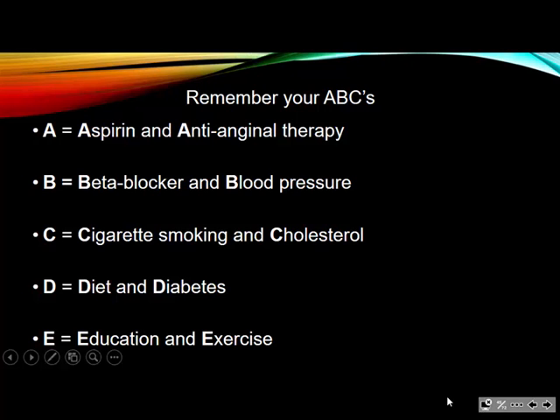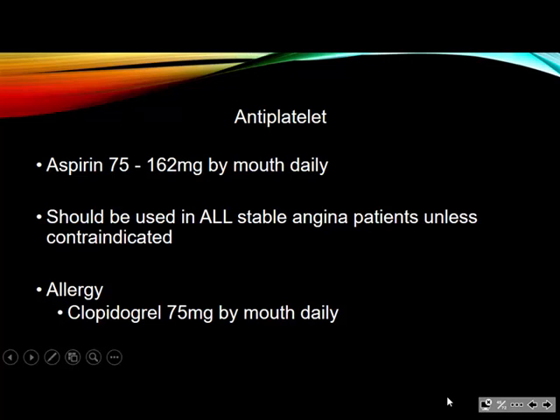So we'll go through these. You'll want to put them on aspirin and an anti-anginal therapy. You'll use beta blockers and make sure that we have their blood pressure controlled, and a lot of the blood pressure management you had talked about previously. Get them to stop smoking, control their cholesterol, control their diet and diabetes, and then education and exercise.